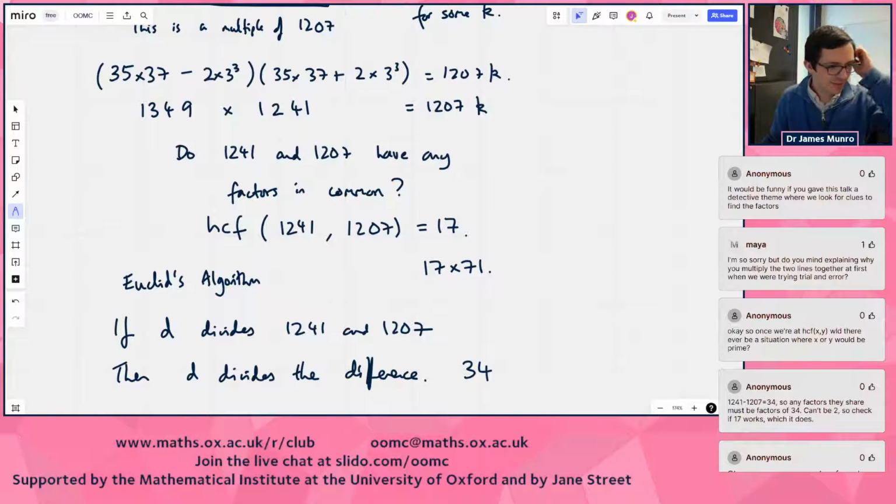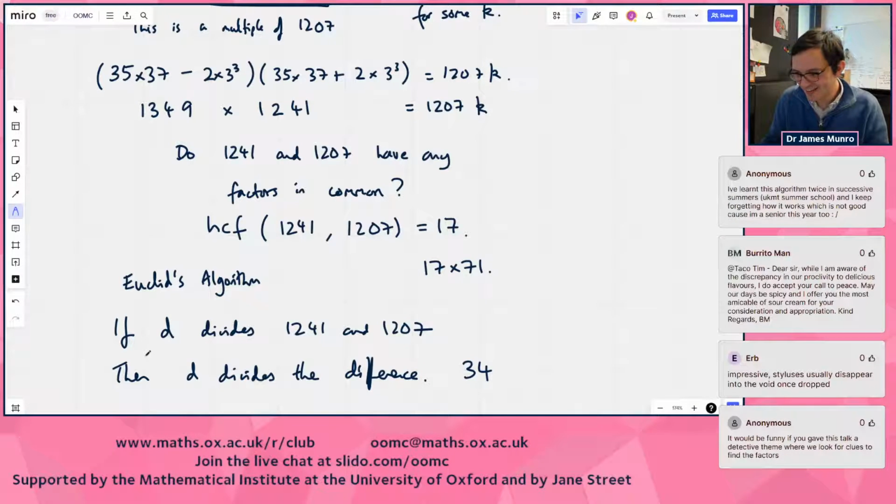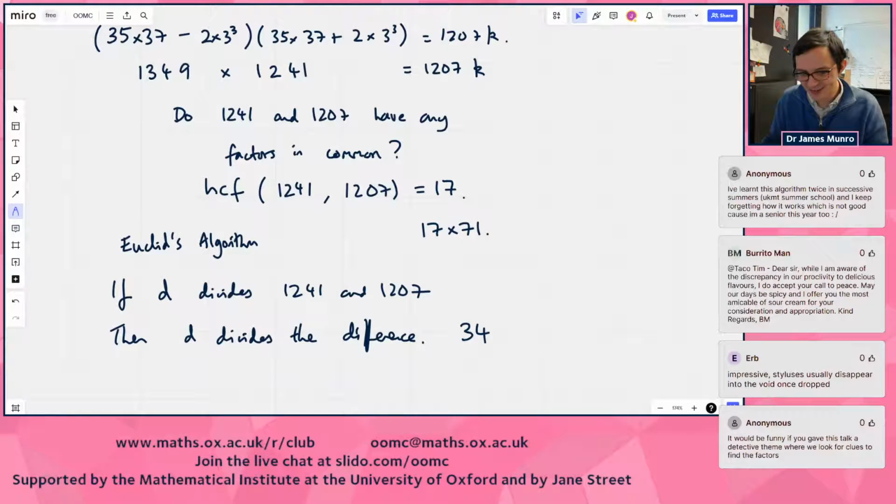Good. You've learned this algorithm before. It's a good algorithm. I haven't got very long. I think I'm going to quickly do. How much do I want to say about it? Keep forgetting it. Yeah. Okay. It's not too bad.